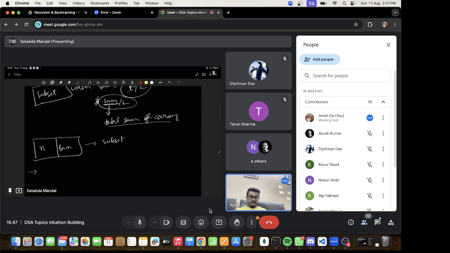Okay, so let's say the recursion tree will be something like this: I have considered i number of elements and my current sum is c sum. If I have to make a subset using the first i elements and the sum of the subset has to be c sum, there are two options. I take the ith element or I don't take the ith element. When I don't take the ith element, this is my previous state. When I take the ith element, it will be i minus 1, c sum minus array i. So this is the recurrence relation.